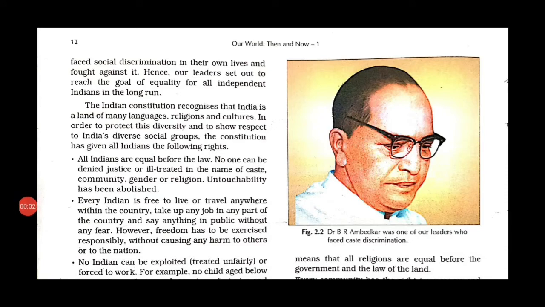Some of the leaders, children, like Dr. B.R. Ambedkar was there. He himself had to face this discrimination, social discrimination in his own life, and then he fought against this discrimination. He knew what kind of situation a person has to go through when they have to face such discrimination. Understood? So all our leaders had a goal in their mind, goal of achieving equality for all the independent Indians, and no one should face inequality, should face problem of discrimination. So keeping in mind that thing, they framed the Indian Constitution.